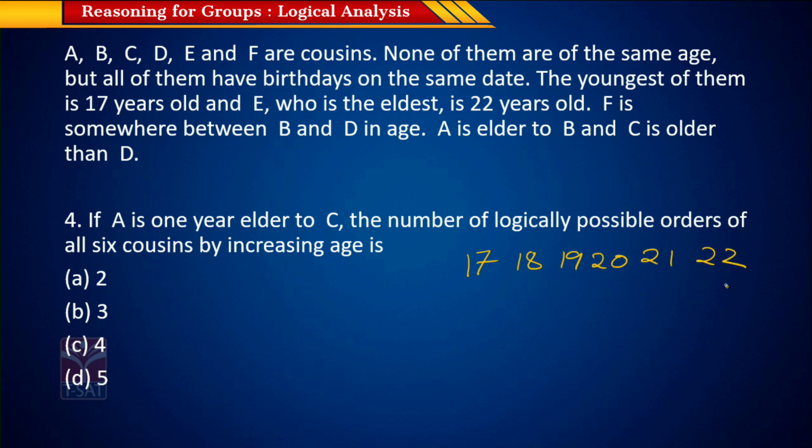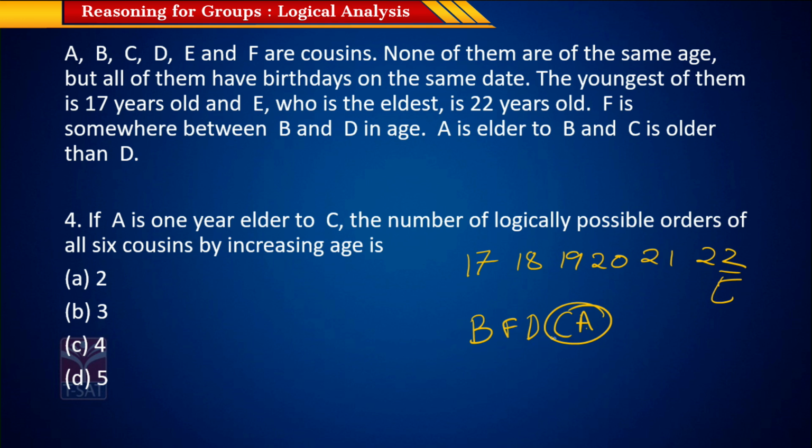And you know E is over here always, and you are saying that A is 1 year elder to C. So C and A will come as a combination like this. And you know that A is elder to B, so B has to come on the left side, and you know that F is somewhere between B and D. So we can have B, D, F and this thing.